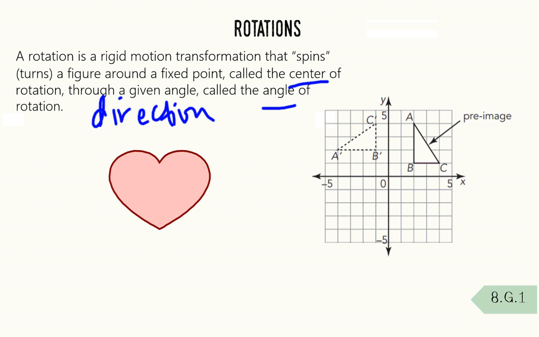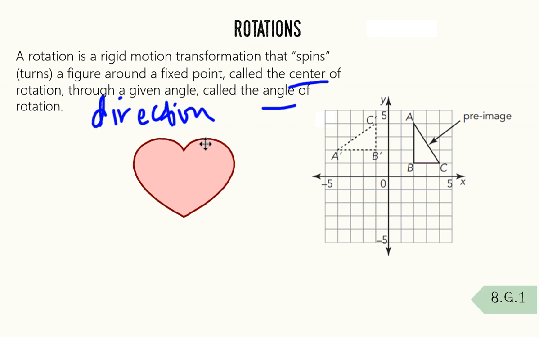In this example, I have a heart shape, and if I click on my heart shape and begin to spin it, it will rotate either clockwise or counterclockwise. And it's going to rotate around its center point.